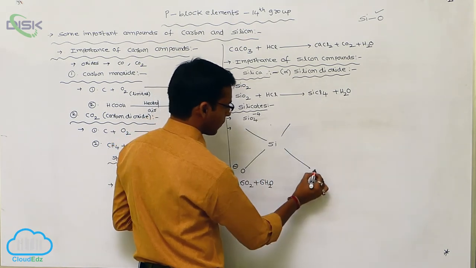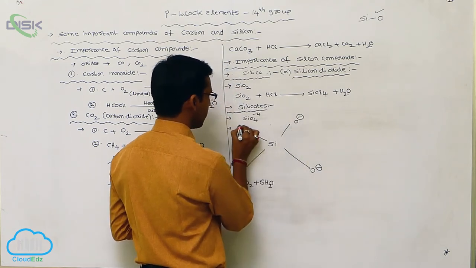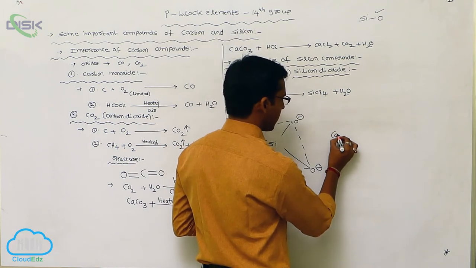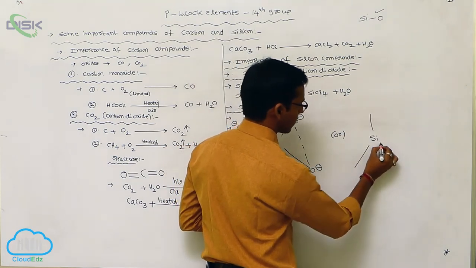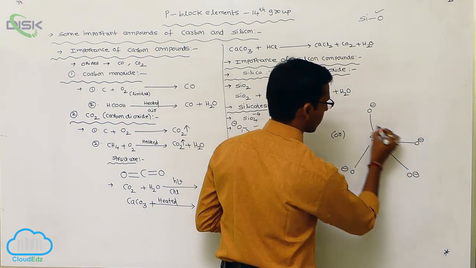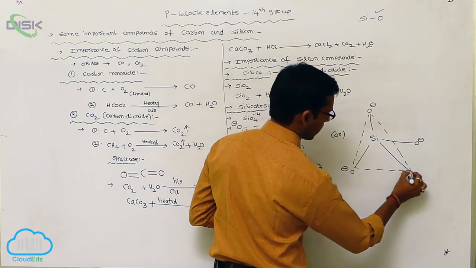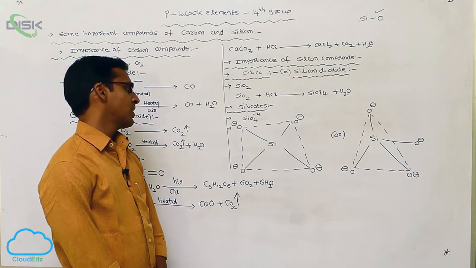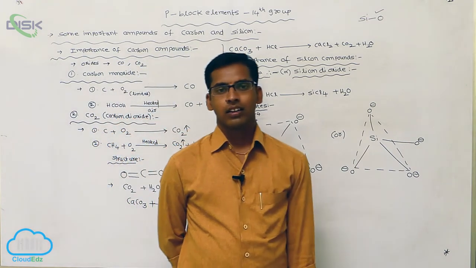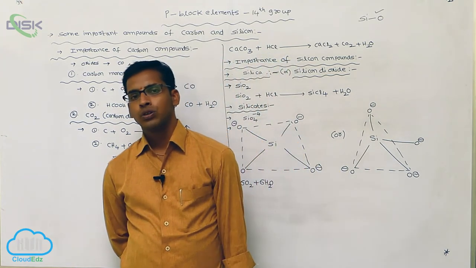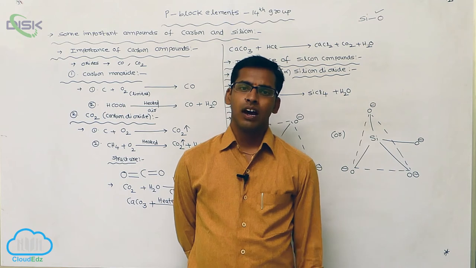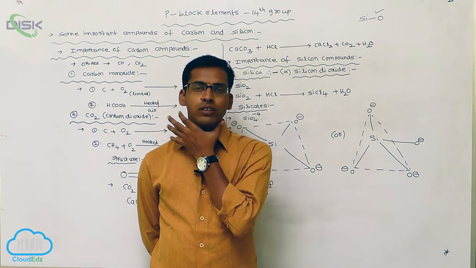All 4 oxygens carry a negative charge. This negative charge is stabilized with a positive charge. This is our silicate, a tetrahedral structure, or it is again represented like this. Four oxygens are present, and all 4 oxygens carry a negative charge. This is the structure of SiO4 4-, that is your silicate. These silicates are used in the preparation of toothpaste, photoelectric cells, cosmetics, grease, etc.